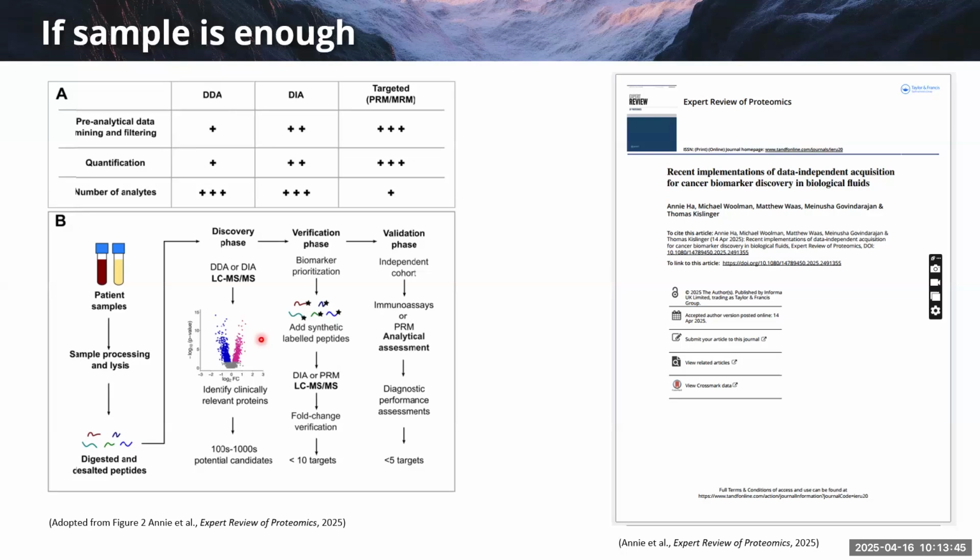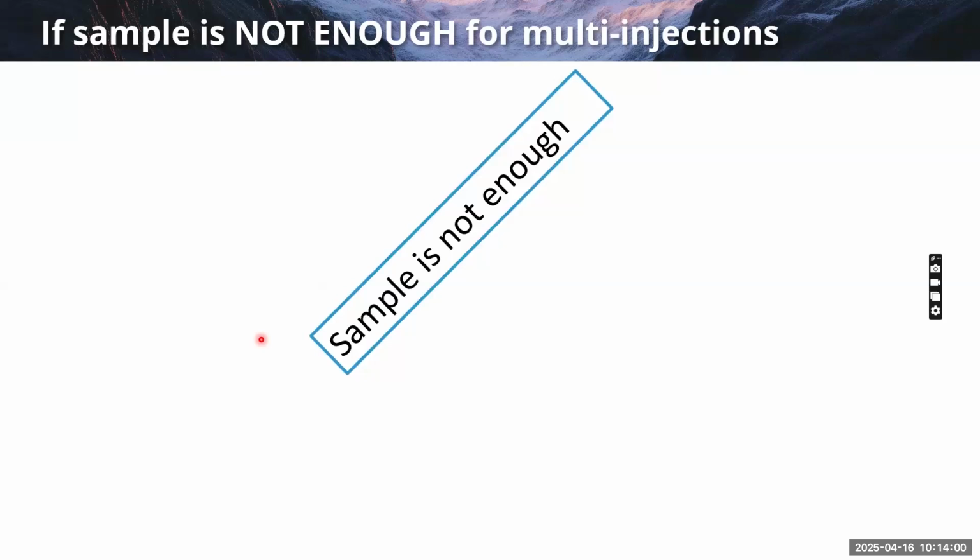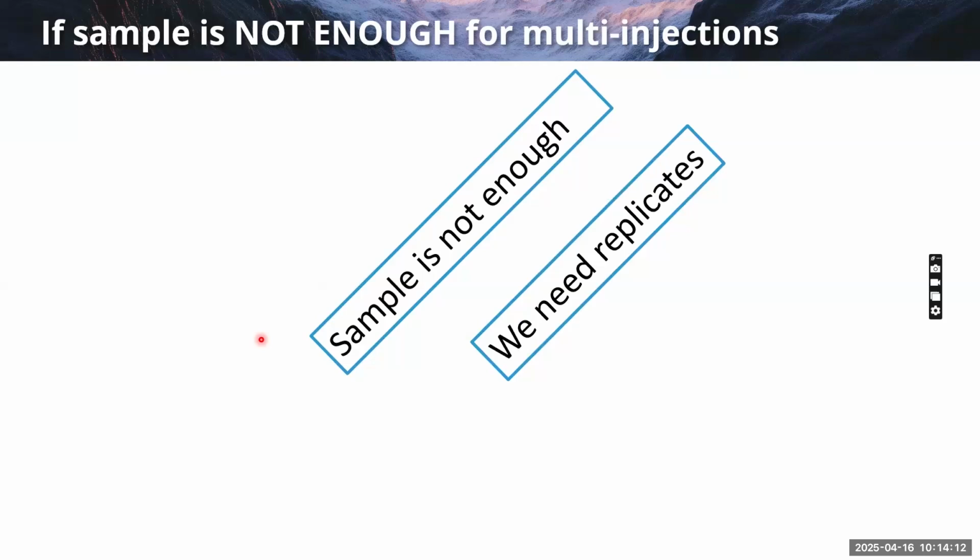But in real practice, the only question is: if the sample is not enough to do both DIA and PRM, then what happens? Before you start your project, you get the sample and find that it is not enough for both DIA and PRM. Then what can you do? And if I only have this sample, I can only do the DIA, so I just get the DIA data, I get the result.